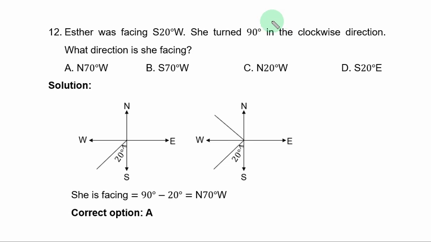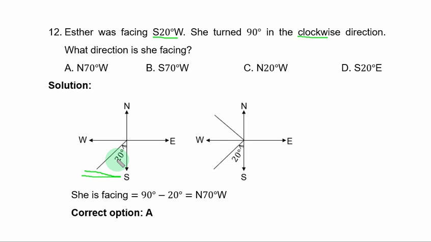Question 12. Esther was facing south 20 degrees west. She turned 90 degrees in the clockwise direction. What direction is she facing? By southwest in the problem, you have it in this form. This is southwest. So from south towards the west, the angle she made is 20 degrees.